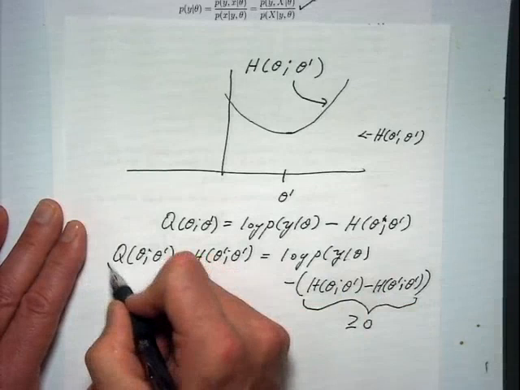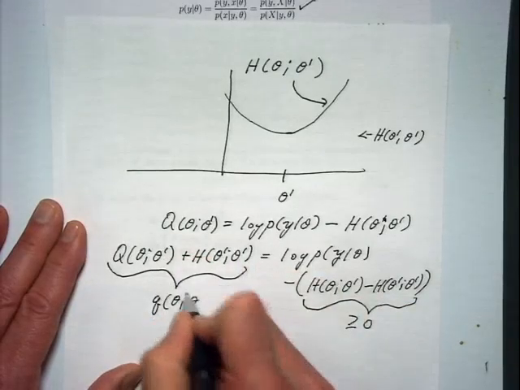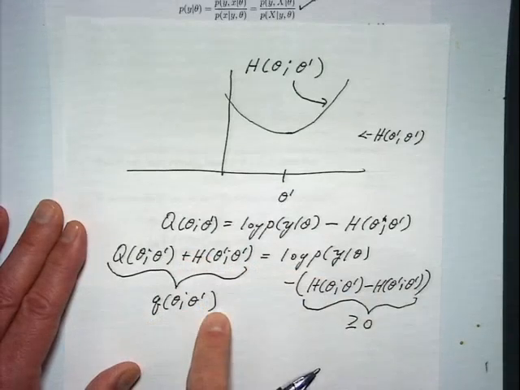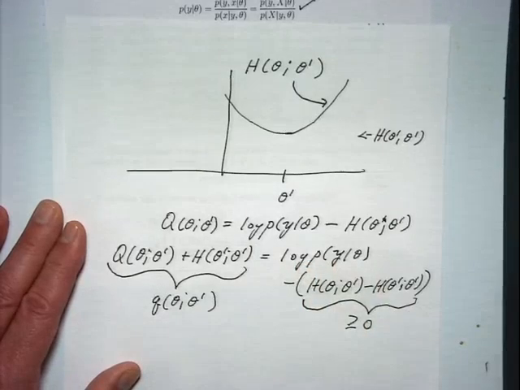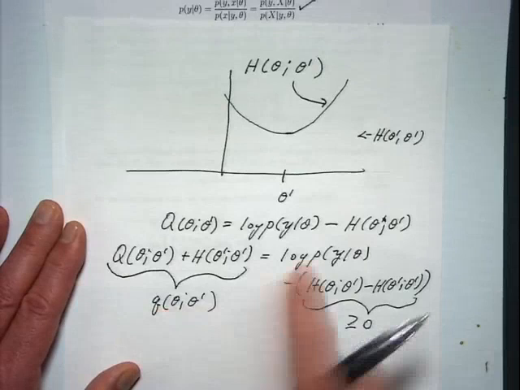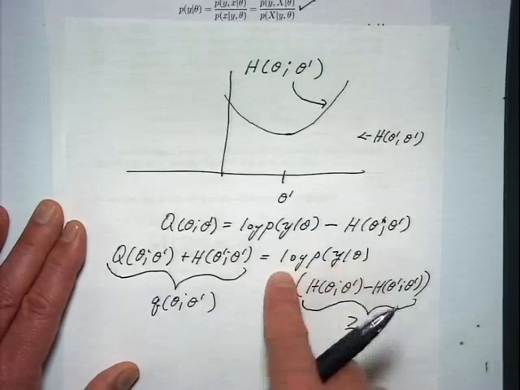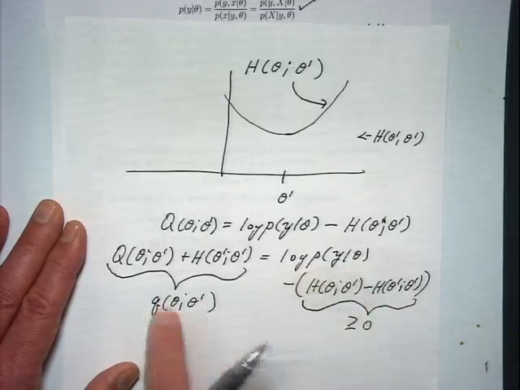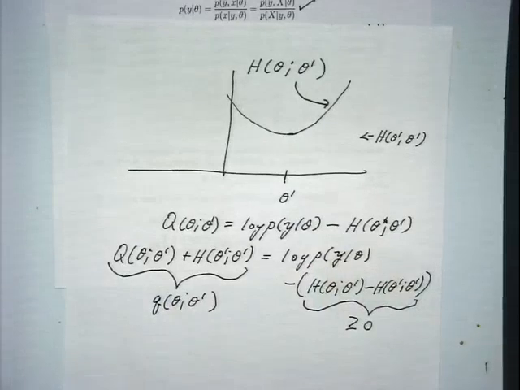So this entire expression here, we could call the little q of theta prime. This entire expression is always equal to the log likelihood minus something positive. So what does that mean? That means that this q is a lower bound for that log likelihood. So for the maximization problem associated with maximizing the log likelihood, this is a substitute functional for that. Okay? Let me show you the picture.